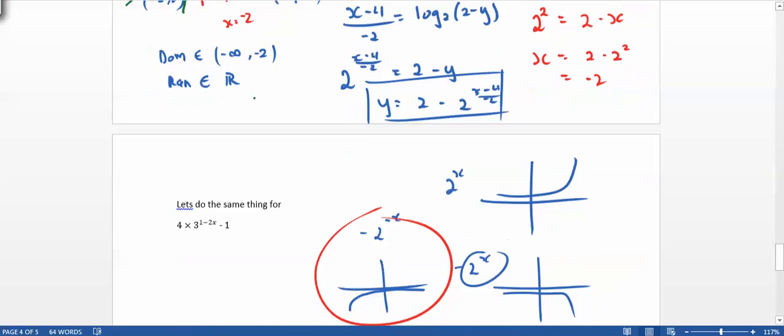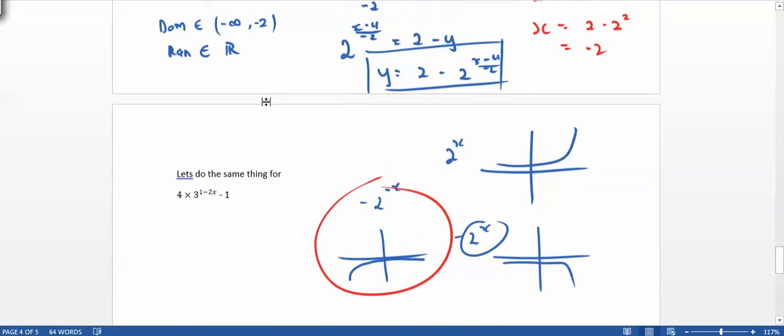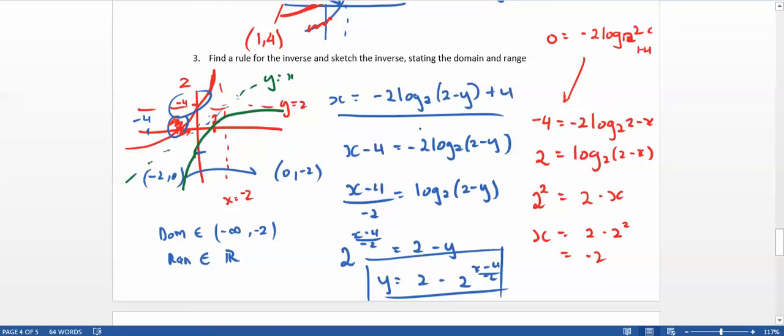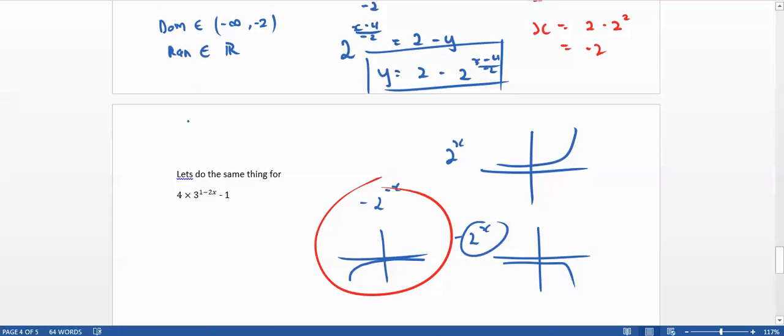All right, I'm going to stop there, and in the next video, I'm going to do the same thing, but this time for an exponential graph. So I'll see you then.